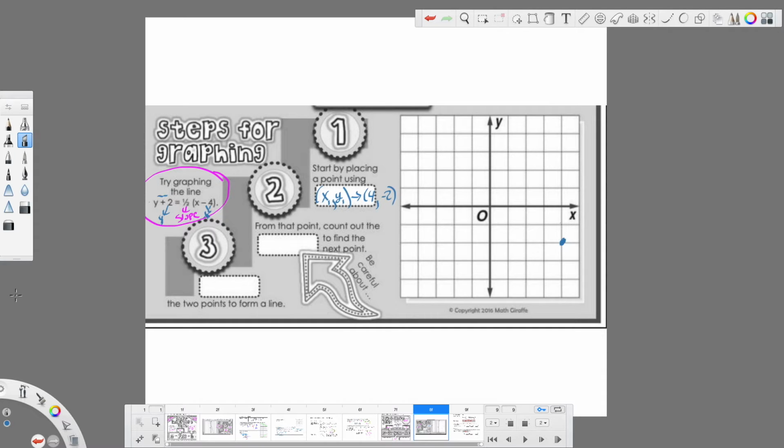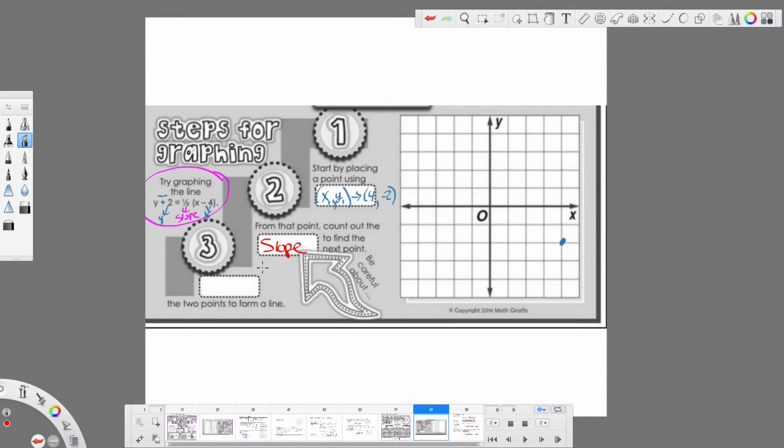Then the second step here, I'm going to switch to red, why not, is from that point, count out to find the next point. So again, this is slope. This is the same exact step that we do on slope-intercept. The starting point on slope-intercept was the y-intercept, because that's what we had. But the starting point for point-slope is the point. And then we go from there, we use the slope.